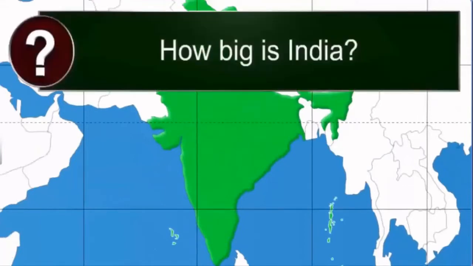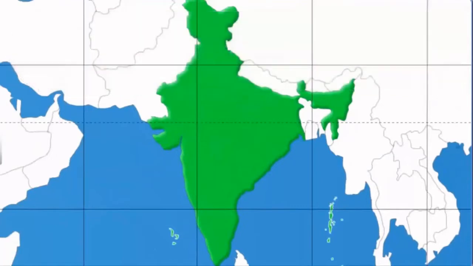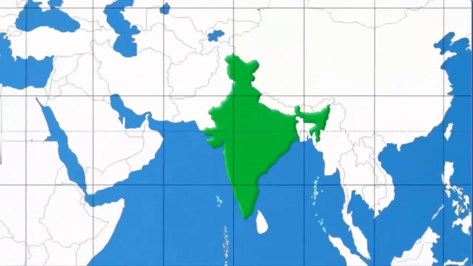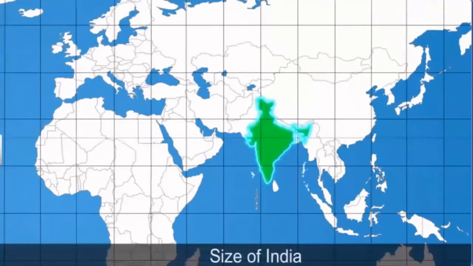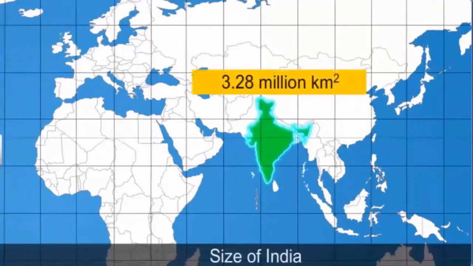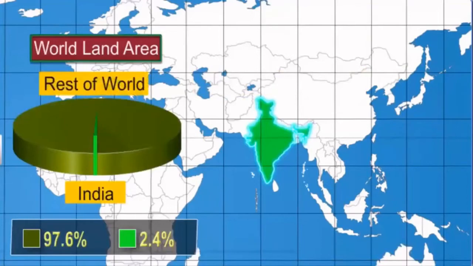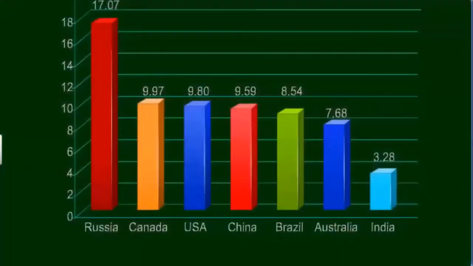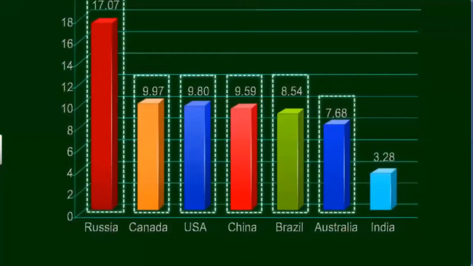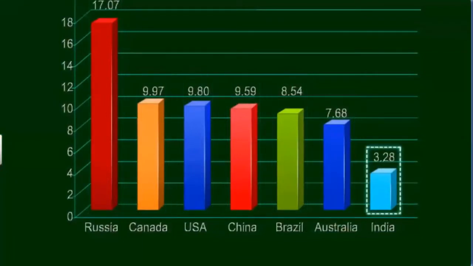But exactly how big? What is the country's area? The total area of the Indian land mass is 3.28 million square kilometers. This accounts for nearly 2.4% of the total land area of the world. If you compare India's size to that of other countries, India is the 7th largest country in the world.